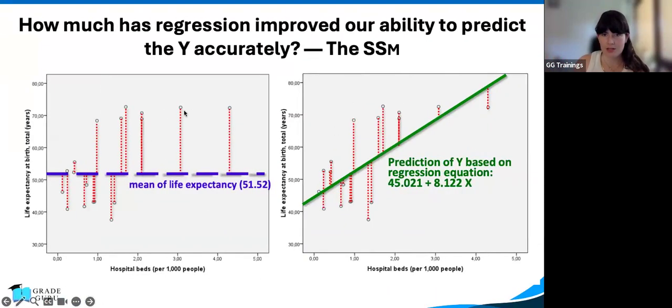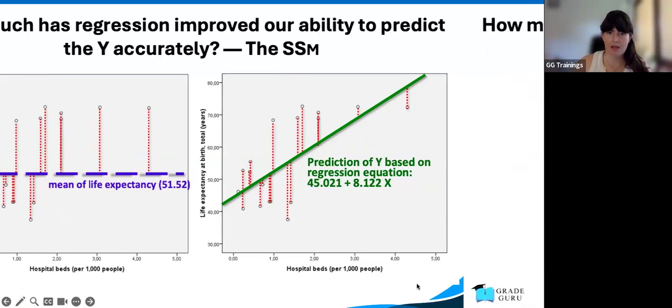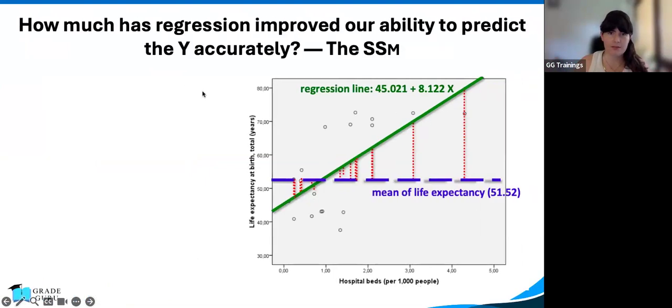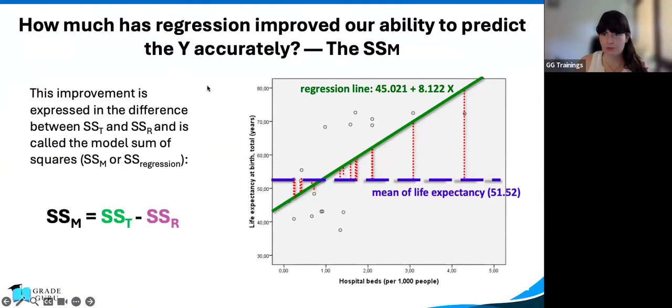So this is the same data, the same scatter plot on both sides. If you look at the mean on the left-hand side and the regression on the right-hand side, you can see that the prediction errors for regression are shorter. Okay, which means that the regression is more accurate to use for prediction purposes. And of course, that is expressed mathematically too.